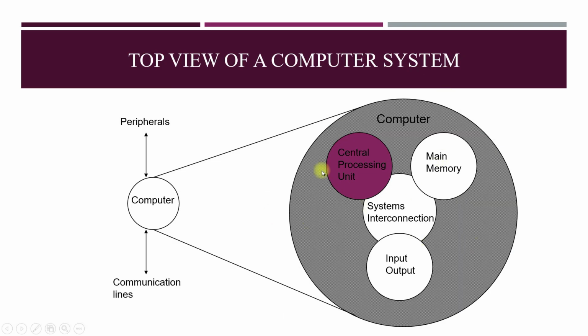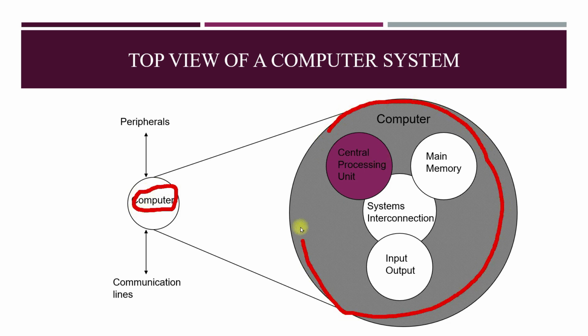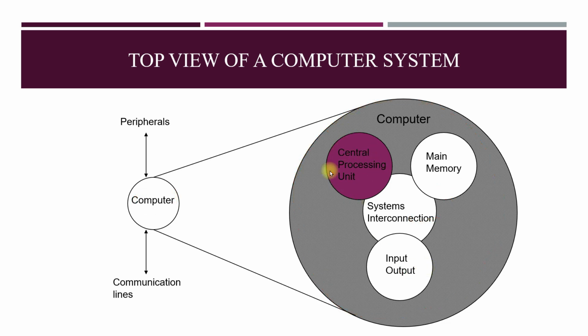So this is the top overview of a computer system. You have the computer here, and this is the whole thing inside the computer system. The computer consists of the CPU, main memory, system interconnections, and the input output unit. These are the four important components inside the computer system. We will see in detail about the central processing unit, that is the CPU, otherwise known as the processor, in the next slide.